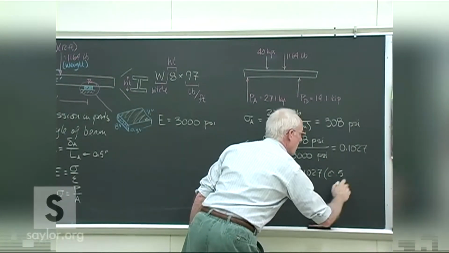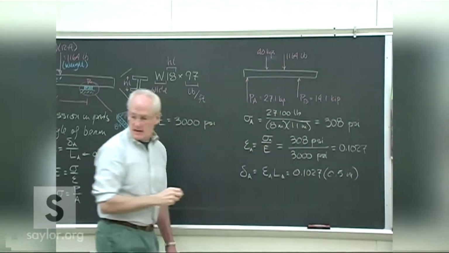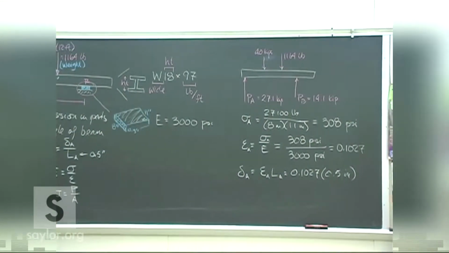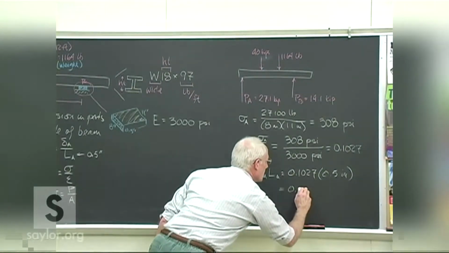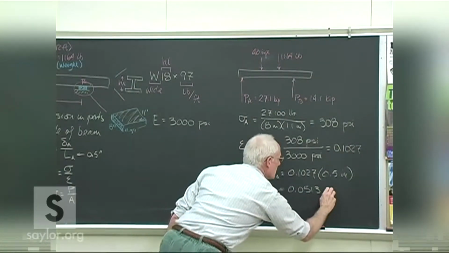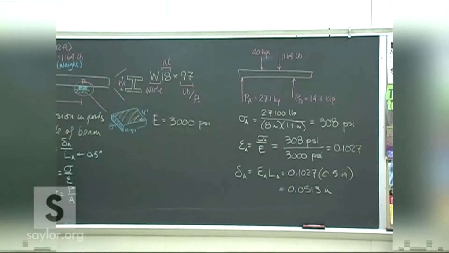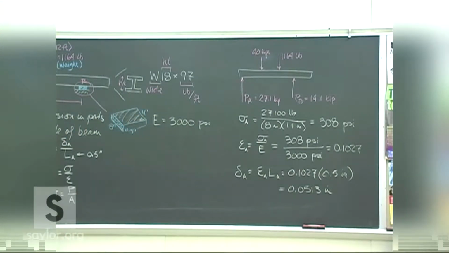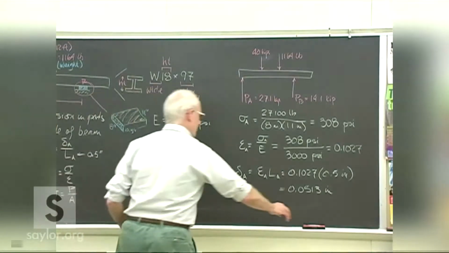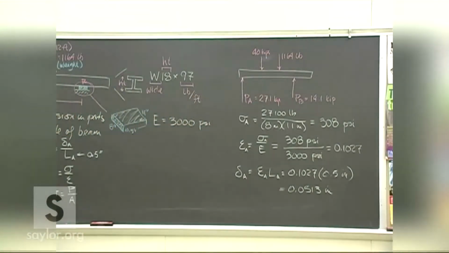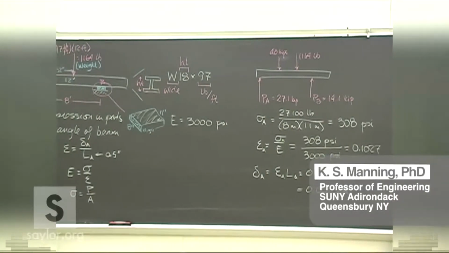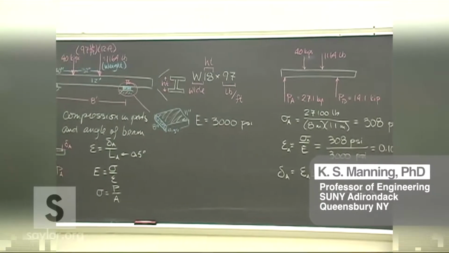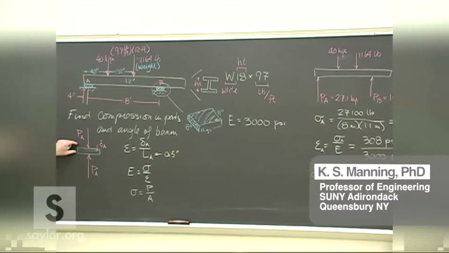And that's the half inch there. And so that comes out to be about 0.0513 inches. That's how much compression we'll find when we calculate at A.